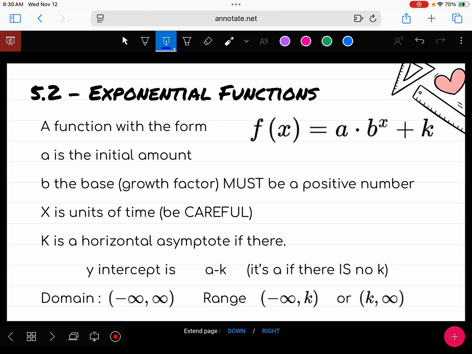For exponential functions, they are always going to have a domain from negative infinity to positive infinity. Our range is either going to be from negative infinity to k or from k to infinity. And that just depends on whether we have our positive a value where it's going up or if we've been reflected across the x-axis with a negative a value. Either way, whatever our k is going to be the endpoint of it. So if we don't have a k, that's going to be a 0.